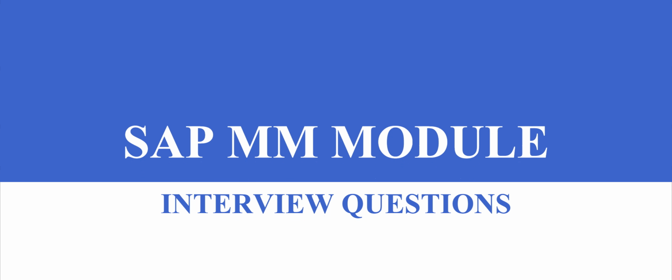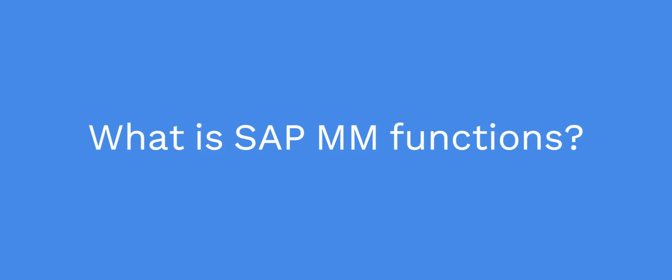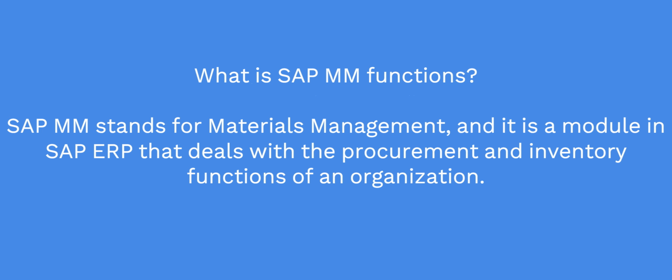SAP Material Management Module Interview Questions. What are SAP MM functions? SAP MM stands for Materials Management, and it is a module in SAP ERP that deals with the procurement and inventory functions of an organization.